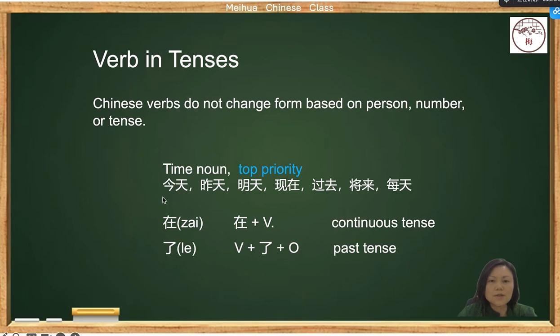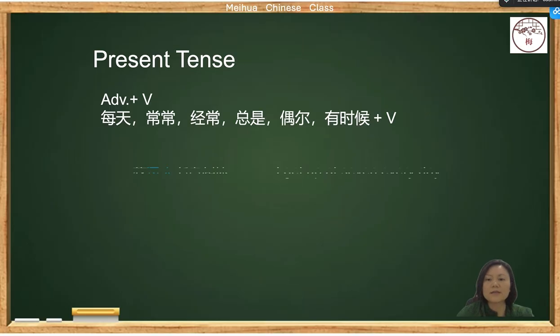Here, as I mentioned, first, always check if there is any time noun or phrase in the sentence. If there is, we tell the tense just based on the time noun. If there isn't, we can check if the sentence fits any formula of these rules to tell if it's continuous tense, if it's past tense, or if it's perfect tense.